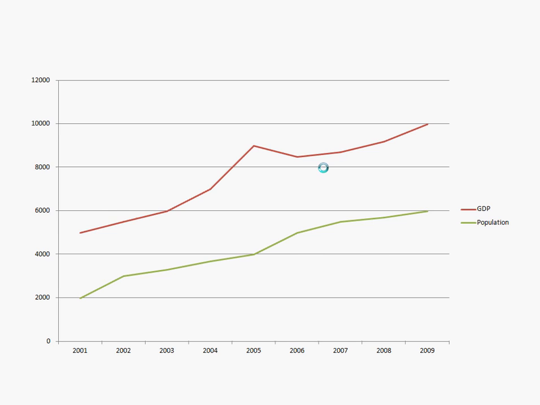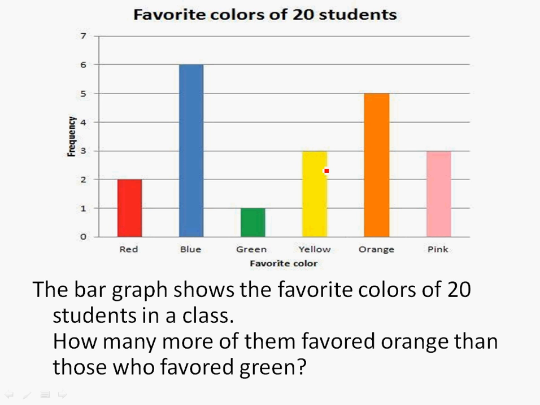Now when we are using these graphs, I have also put a few easy questions, which would put in perspective why we are using bar graphs. So this is a bar graph, favorite color of 20 students. The bar graph shows the favorite color of 20 students. How many of them favored orange than those who favored green? So orange to green, how many favored orange? They are 5 in number. Orange is favored by 5, green is favored by 1. So we have to find the difference between 5 and 1, which is 4. So 4 students favored orange over green, right?